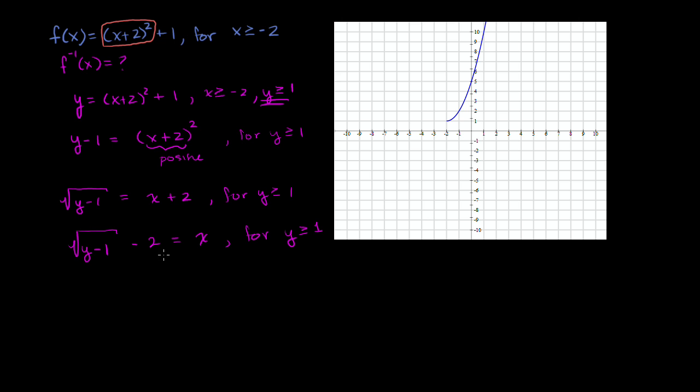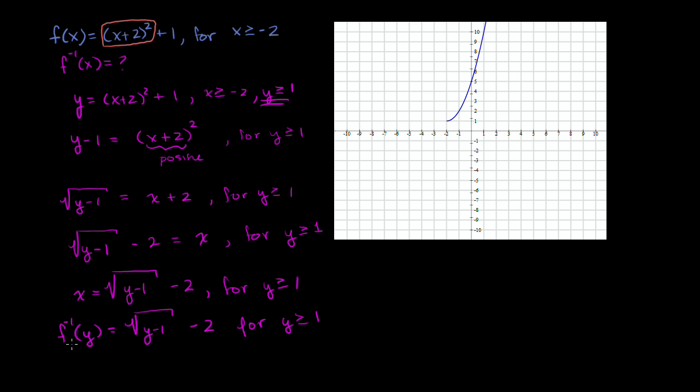Or let me just write it the other way. We could say x is equal to, I'm just swapping this, x is equal to the square root of y minus 1 minus 2 for y is greater than or equal to 1. So you see now, the way we've written it, y is the input into the function, which is going to be the inverse of that function. X is the output. X is now the range. So we could even rewrite this as f inverse of y is equal to the square root of y minus 1 minus 2 for y is greater than or equal to 1. And this is the inverse function.